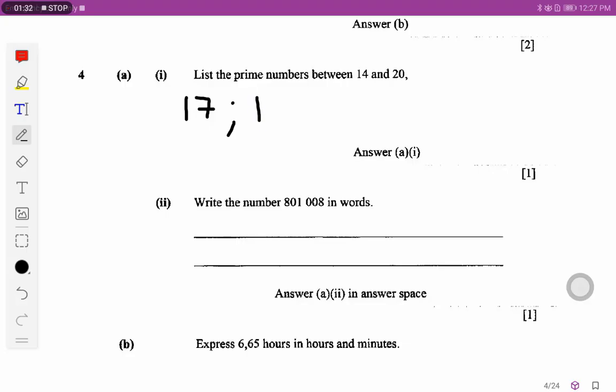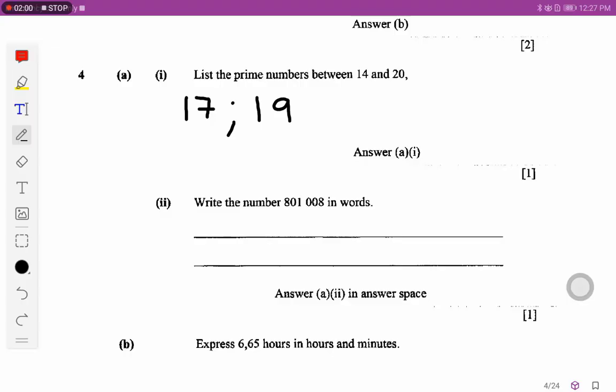I also have 19. If you try to find a number that can go into 17, you only get 17 and 1. The same applies to 19, it's also 1 and 19. So these are the two prime numbers that are between 14 and 20. Okay, then the second question is asking us to write that number in words.